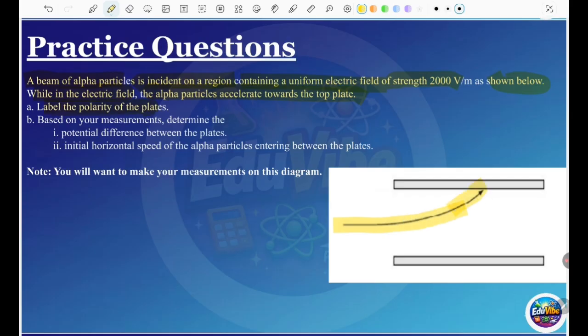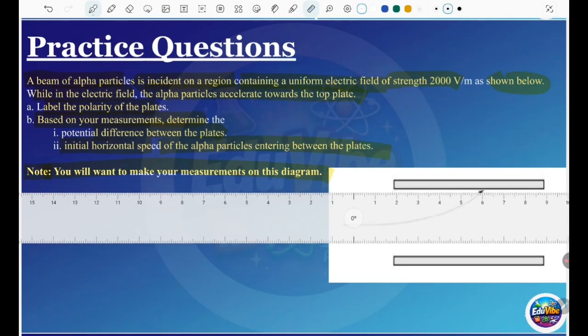So you have to label the polarity of the plates. Based on your measurements, determine the potential difference between the plates and the initial horizontal speed of the particles entering between the plates. Note that you will have to make your own measurements on this diagram. You can see that nothing in this diagram is measured, so we have to measure our own things with the help of a scale, with the help of a ruler.